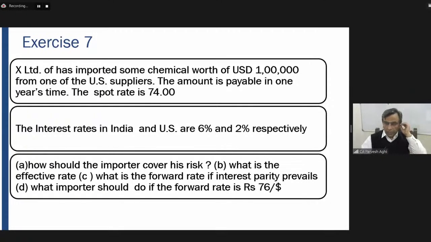Okay, so this is the case of X Limited, which has imported some chemicals. So he's an importer, so he has to make a payment. The amount is payable in 1 year's time. The spot rate is 74 today. The interest rates in India and the US are 6% and 2% respectively. How should the importer cover his risk? What is the effective rate? What is the forward rate if the interest parity theory prevails? What should the importer do if the forward rate is 76 per dollar?